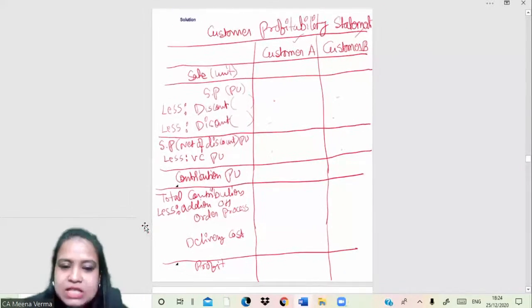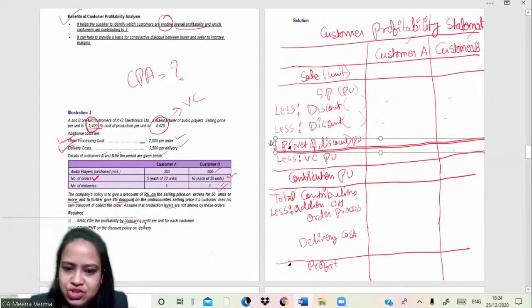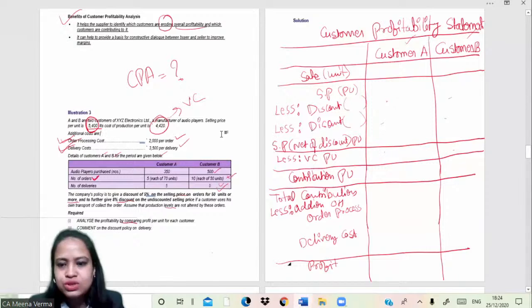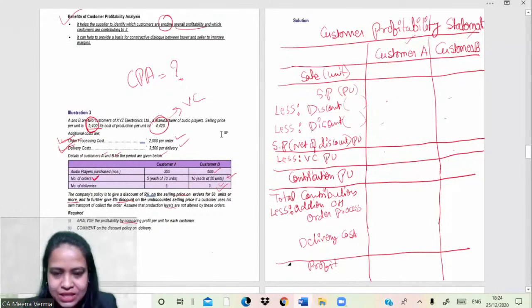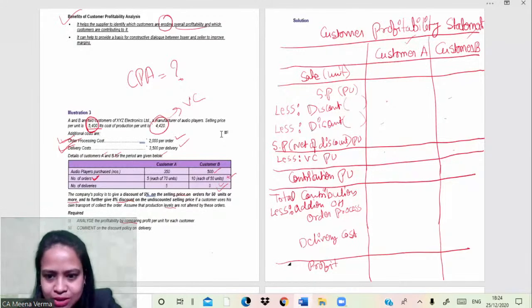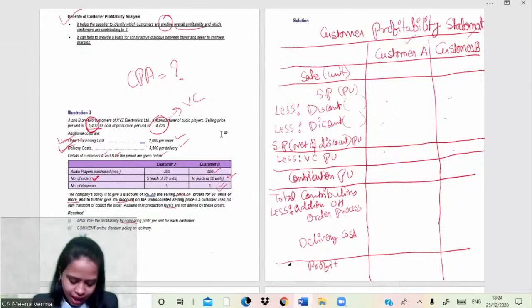Now I am expecting you to fill in this information. I don't want to do this. I expect you to do this question and I'm giving you time. Tell me the selling price per unit for them, the discount you want to offer them, the net selling price you will calculate here, and the other information. Do this on your own, and give me the answer.